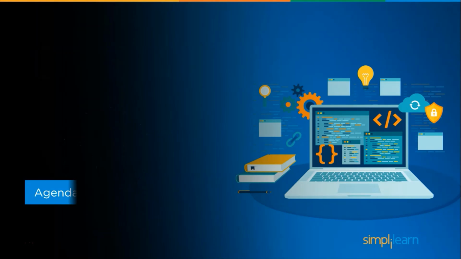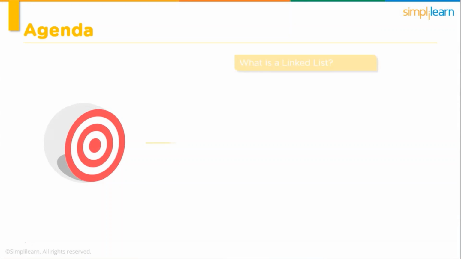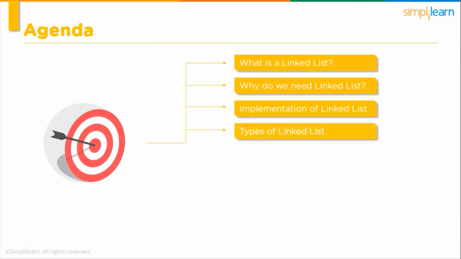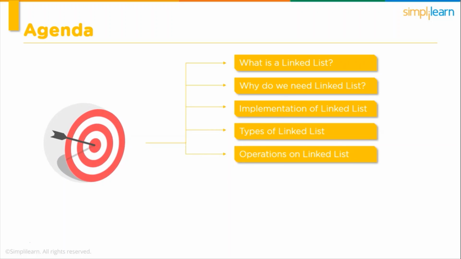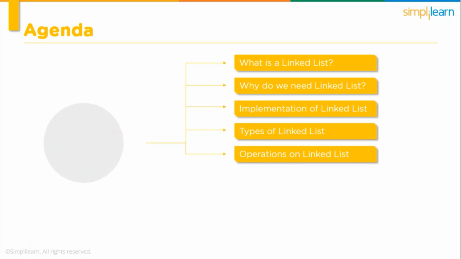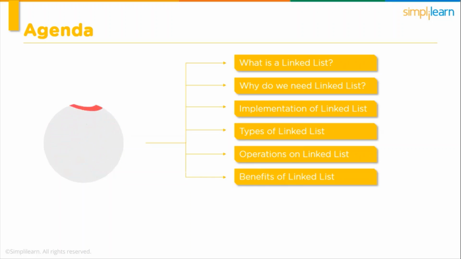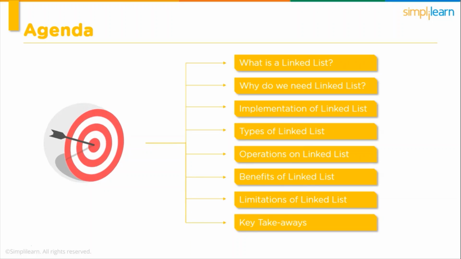In this session, we will learn everything about linked list. We shall begin our session by learning what the linked list is and why do we need them. Then, we will try to implement it in the code editor. Then, we will discuss different types of linked list. Then, we will learn various operations that we can perform on linked list. Post that, we will discuss some advantages and disadvantages of the linked list. Finally, we will take a glance at what are the final key takeaways from this session.